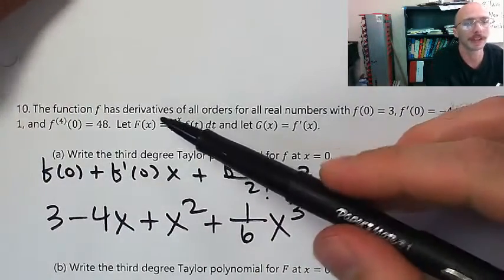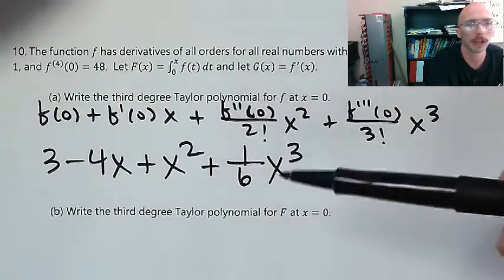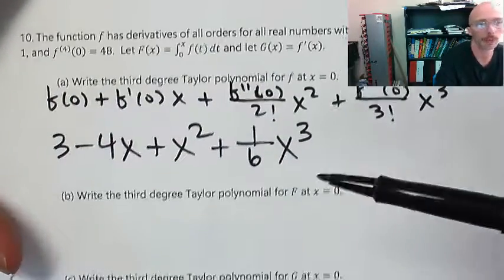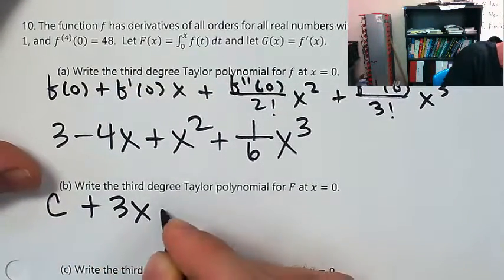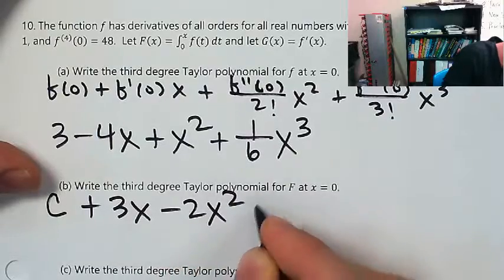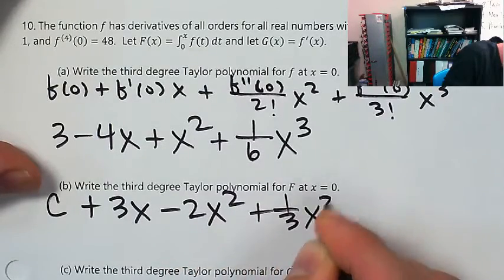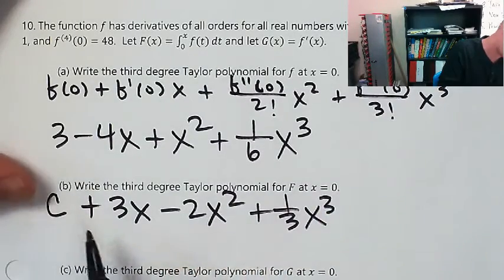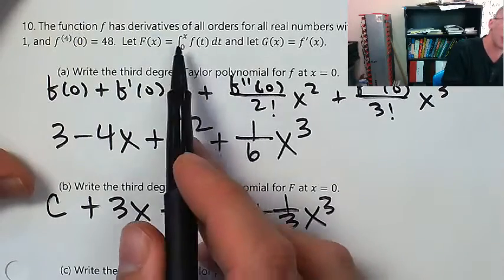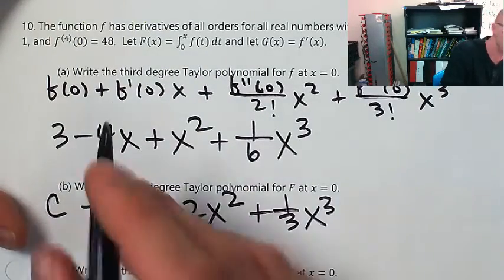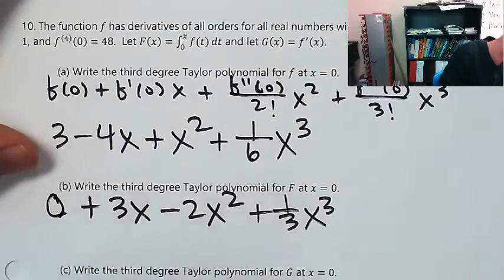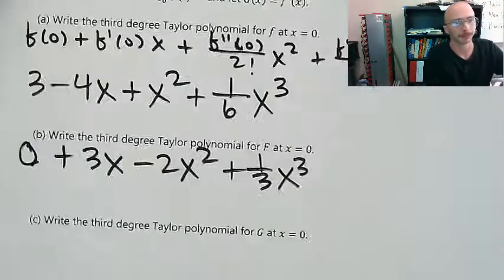Okay, capital F is an antiderivative for lowercase f. So if I take an antiderivative here, I'm going to incur a plus c, and a 3x, and a negative 2x squared, and a 1/3 x to the 3rd. And I'm going to see that when I plug in x equals 0 into capital F, I need to get 0 back, so 0, 0, 0. I need c to equal 0. So I'm just going to do that.